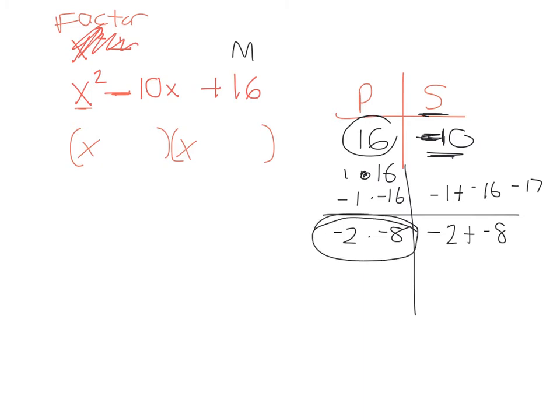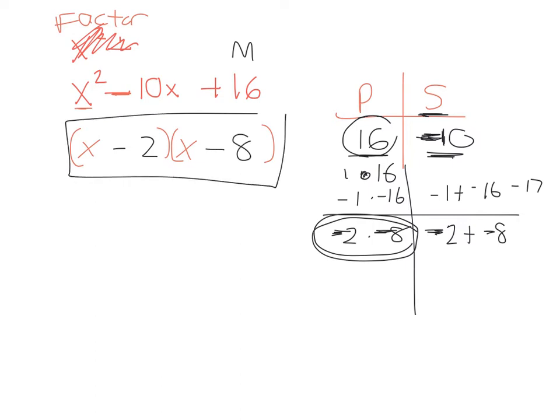So I needed to know that it's going to have to multiply to be a positive. So if they're both negative, it will give me a positive. And if they're both negative, it will give me a negative 10. So minus 2 and minus 8 is the answer to that one.